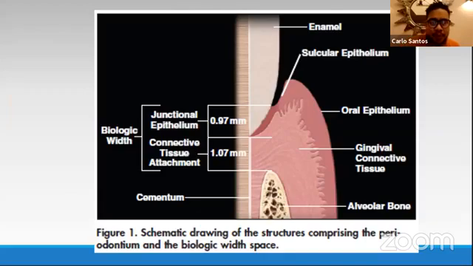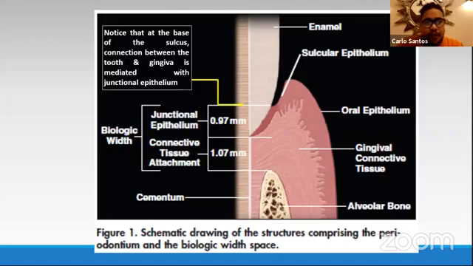What is biologic width? Biologic width is the space that is like a no entry zone. It's like the yellow tape that the police place when there's a crime scene. You cannot enter there or they will sanction you. You cannot cross that space. The biologic width is the space between the base of the sulcus and the bone. The connection between the tooth and the gingiva is mediated by the junctional epithelium. So that is your biologic width, from here to the bone.